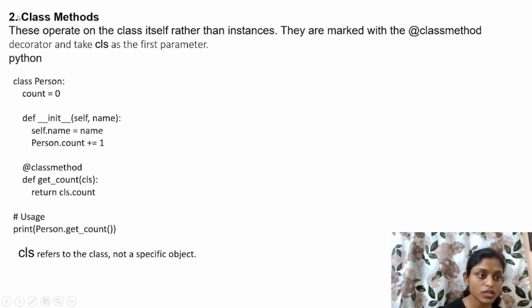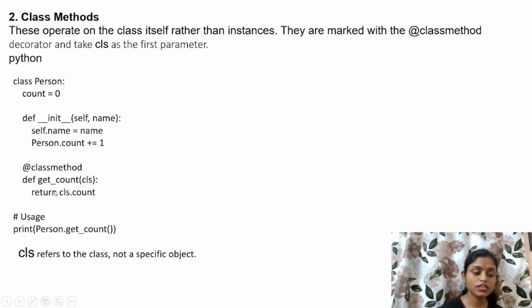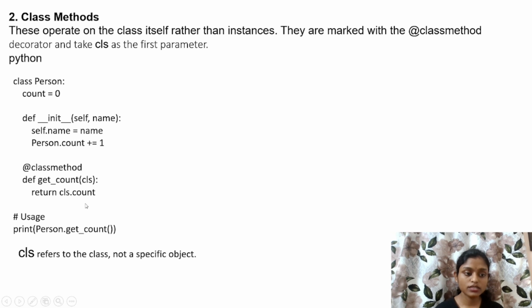Simply, here I created a class named Person, and I created a constructor method, and I accessed the name, and I increased the count. And next, I also created another method, def get_count, and return, and next the usage print. As you see, cls refers to the class, not a specific object. It is not an object, it refers to the class for which the class method is defined.